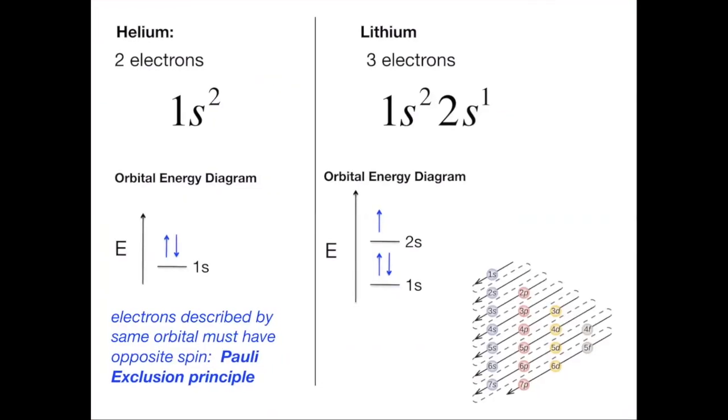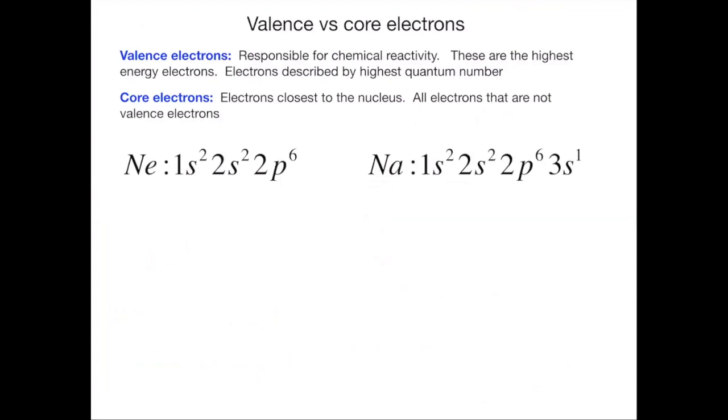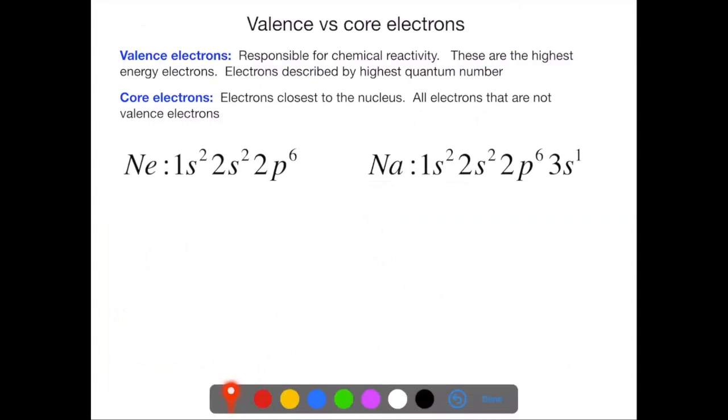If we come back here, we can start talking about valence versus core electrons. And valence electrons are responsible for chemical reactivity. And the reason it's so important to understand the difference in the type of electrons is when we think about chemical reactivity, all of reactivity is determined by valence electrons. The core electrons are the electrons closest to the nucleus, and they don't typically react because the force of attraction with them is too strong for those core electrons to react. So it's the valence electrons that undergo reactions.